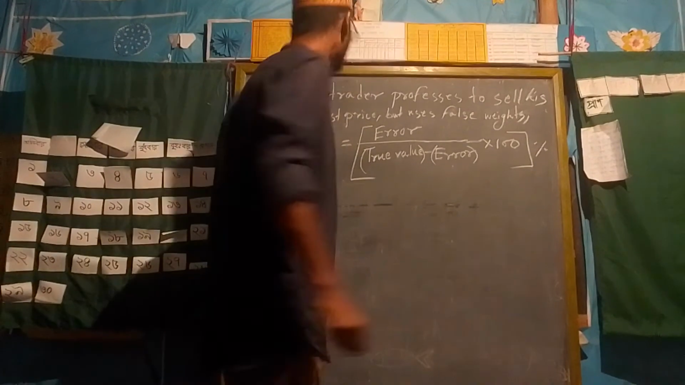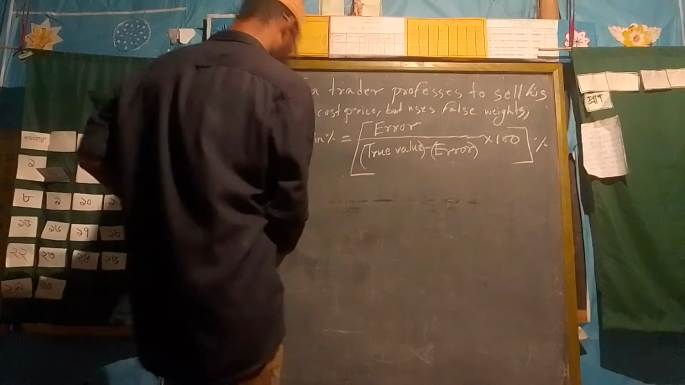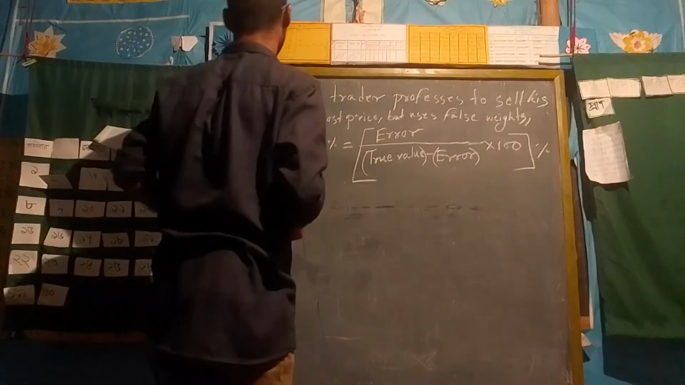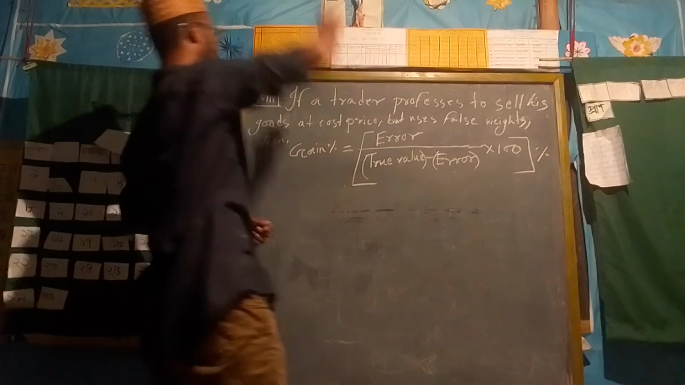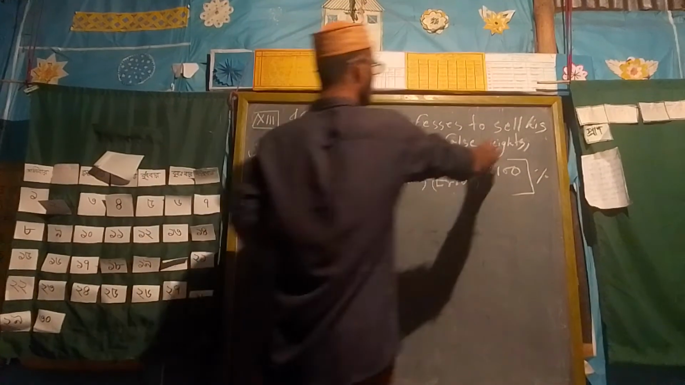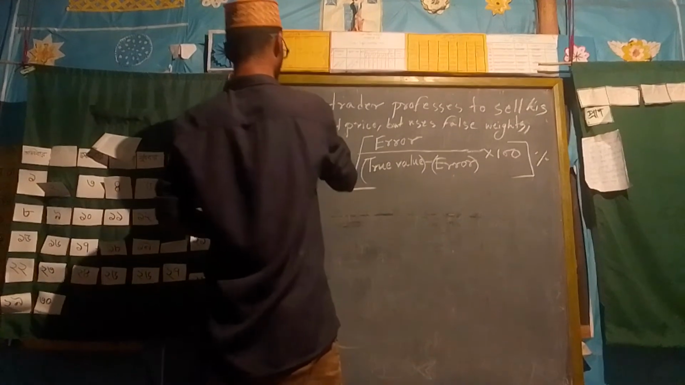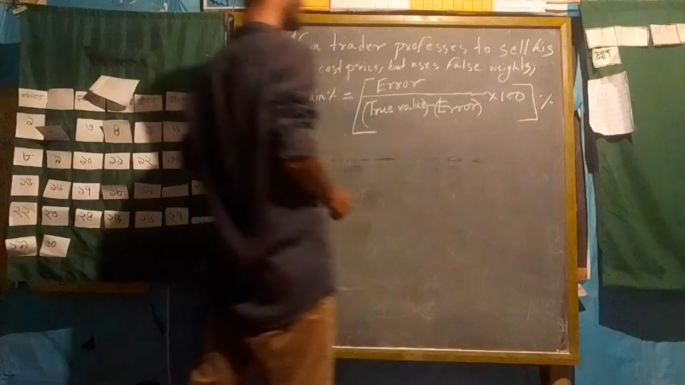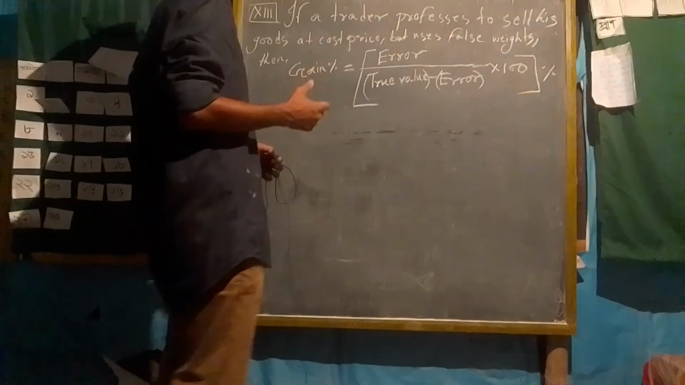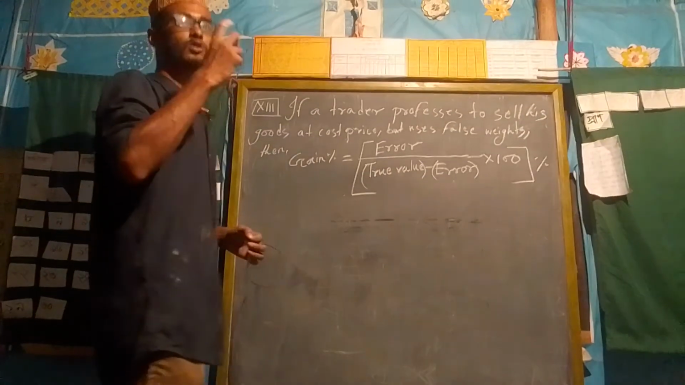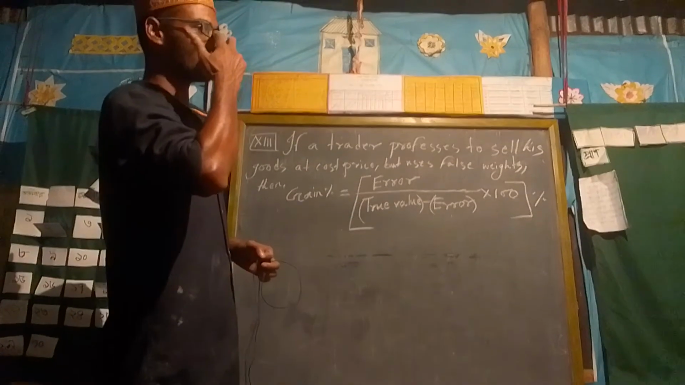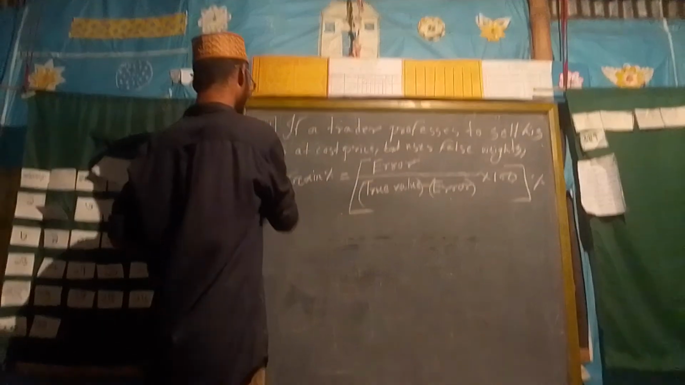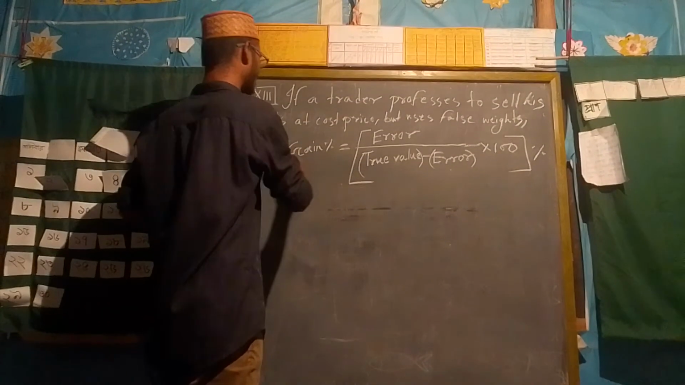Have a look at our formula number 13, given by the Roman number system. If a trader professes to sell his goods at cost price but uses false weights, a seller wants to sell his goods at his cost price but uses false weight, then what will happen to the gain percentage?